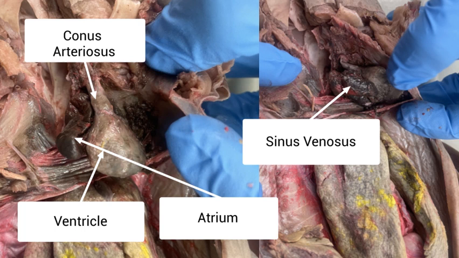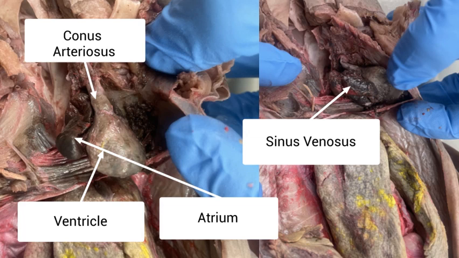Next, we will be talking about the circulatory system. First with the heart, then we'll be talking about the arteries and veins. So first we should mention the structures of the heart, the four chambers of the heart, which consist of the conus arteriosus, the ventricle, the atrium, and the sinus venosus.